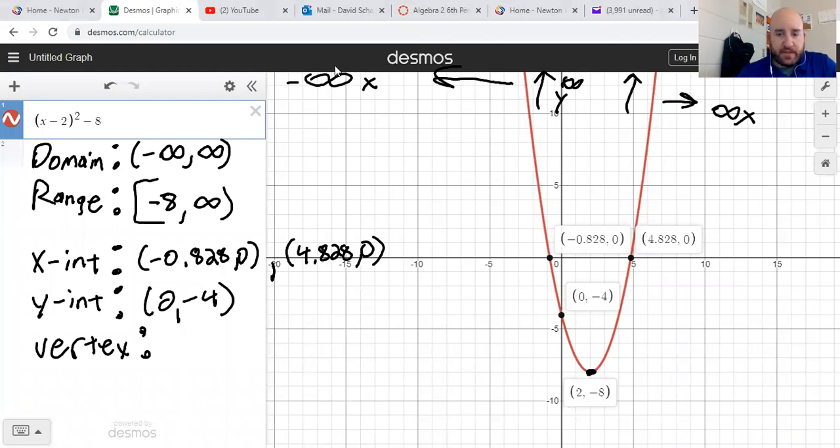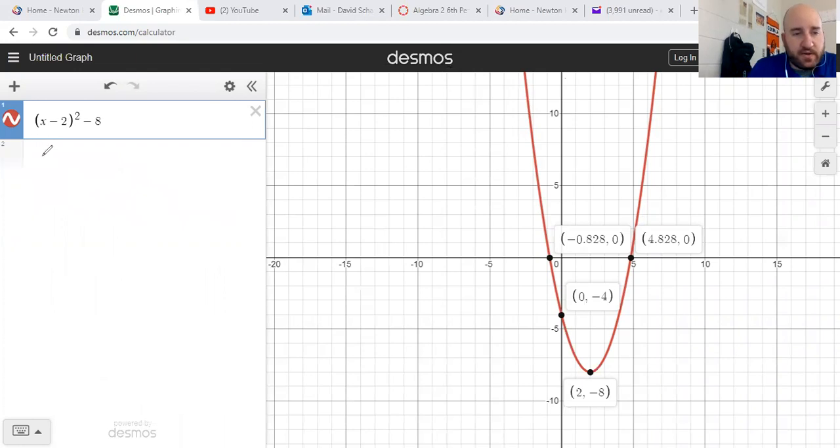Let me erase this. So I'm erasing my mark. That dot is still there. So (2, -8). The axis of symmetry is the x value of whatever my vertex is, so the line x equals 2. So there's those. All right, clear this out. Intervals of increase, decrease, and end behavior.